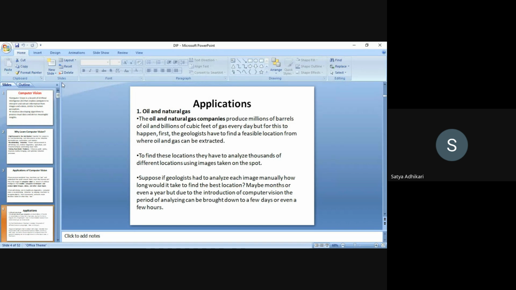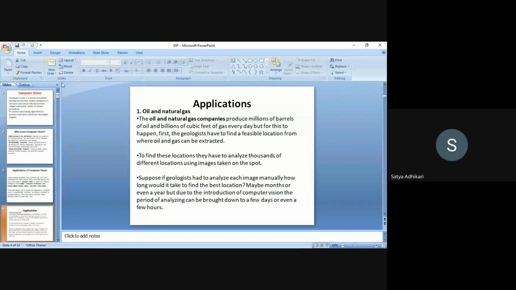thousands of different locations using images taken of the spot, because they have no time, or it is very difficult to visit all the locations physically. To find a better location for oil or natural gas, the geologist need not visit physically all the places of a country to see where it is suitable for oil and natural gas. So they have to analyze thousands of different locations using images taken of the spot.